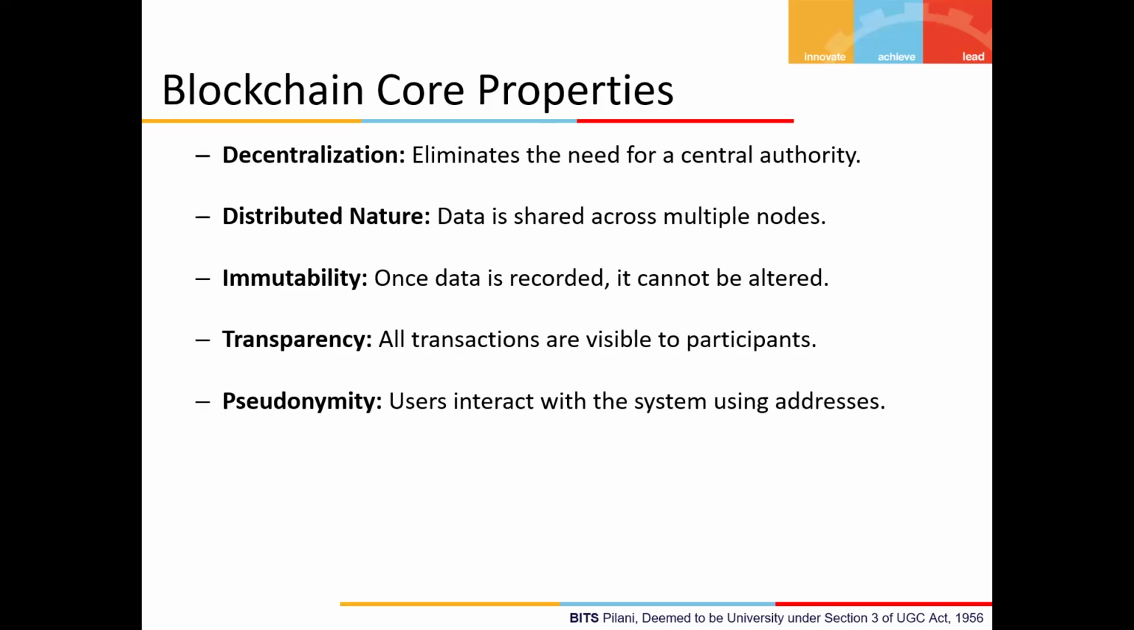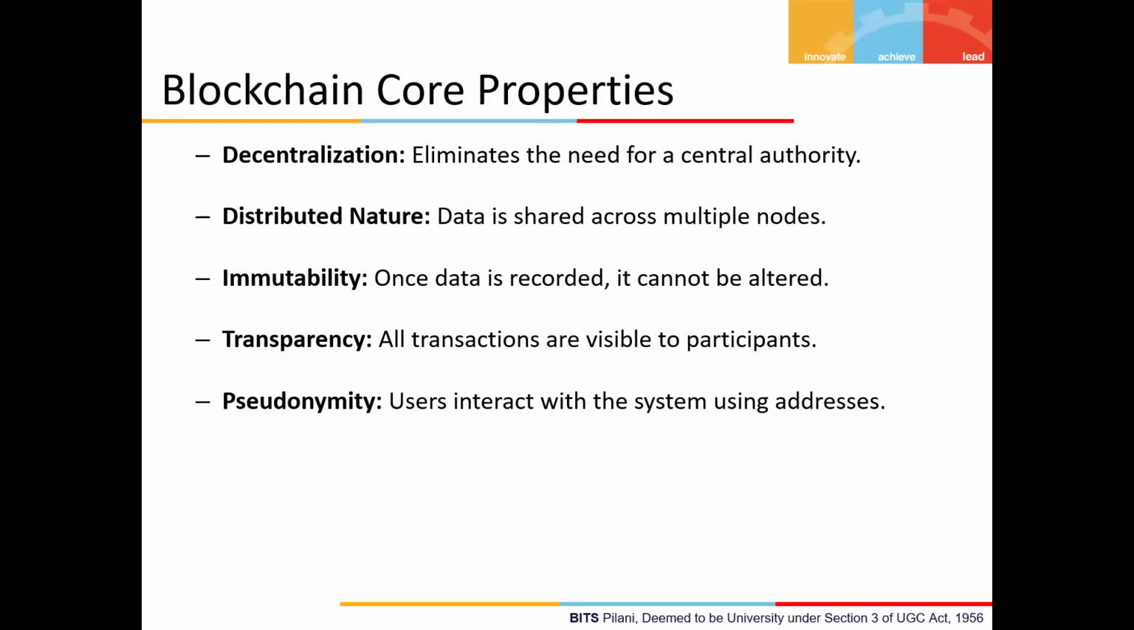And the third one is immutability. Once data is recorded, it cannot be altered, right? It is very difficult to change. Let's say you are changing one particular block, right? In order to make the blockchain work perfectly, you have to change the hash of all previous blocks so that it would be considered valid, and that is very difficult.